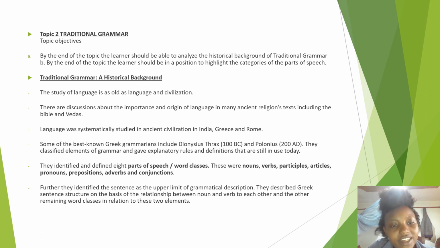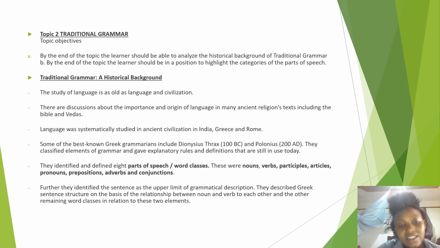Some of the best-known Greek grammarians include Dionysius Thrax and Apollonius. They classified elements of grammar and gave explanatory rules and definitions that are still in use today. They identified and defined 8 parts of speech, word classes. These were the nouns, the verbs, the participles, the articles, the pronouns, the prepositions, the adverbs, and the conjunctions.